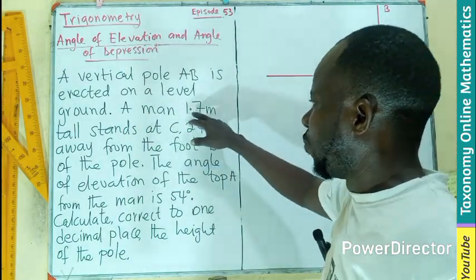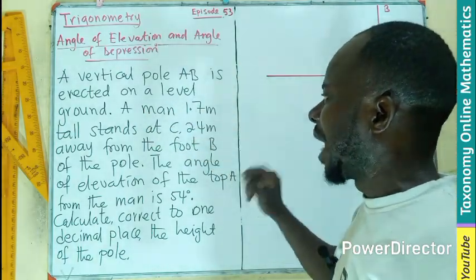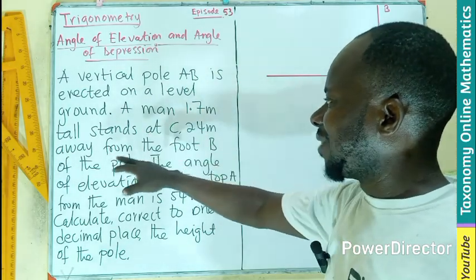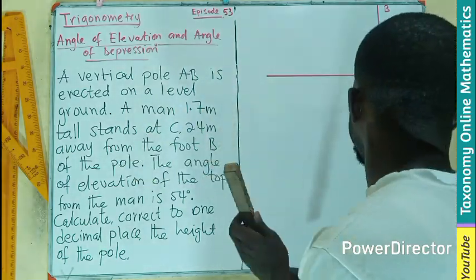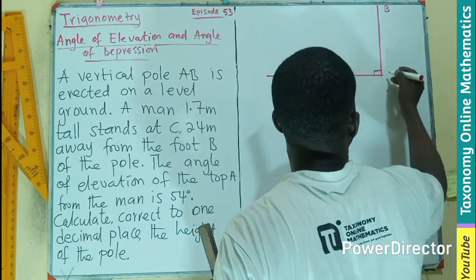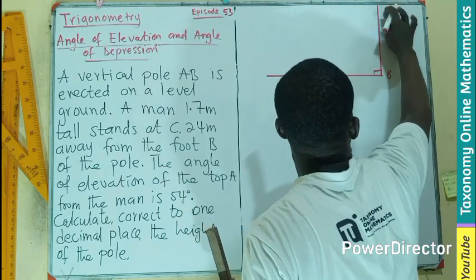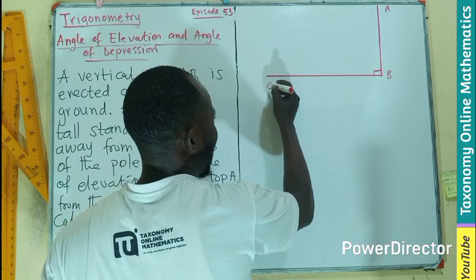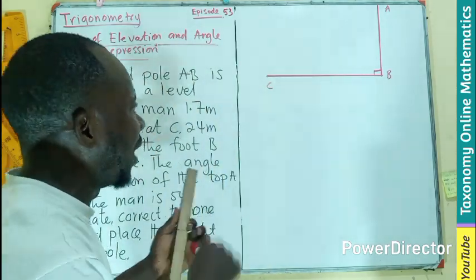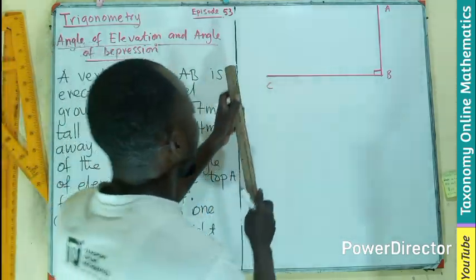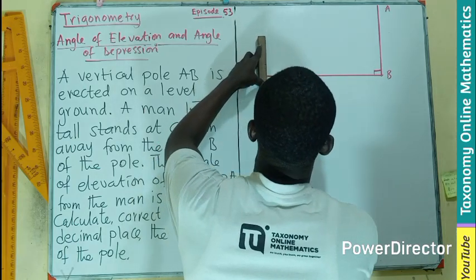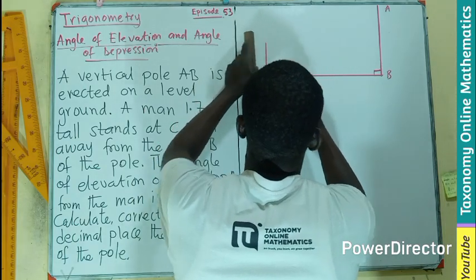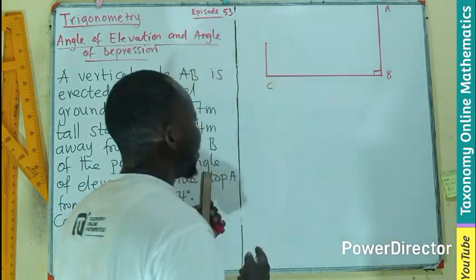A man, who is 1.7 meters tall, stands at C, which is 24 meters away from the foot. So here is the B and here is the A. Let's say the C is here as the man. What is the height of the man? The man is also 1.7 meters tall. So let's indicate that here. So that is the man.